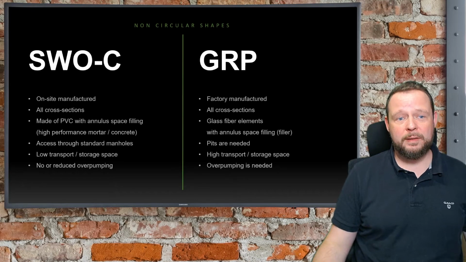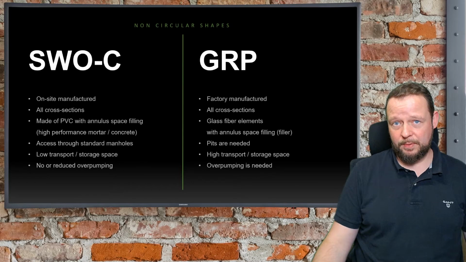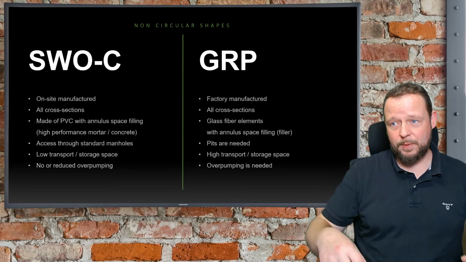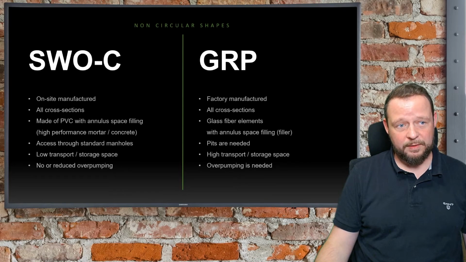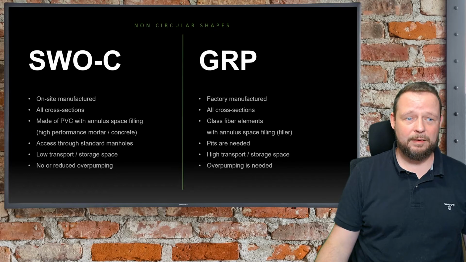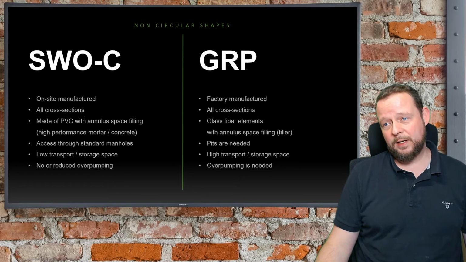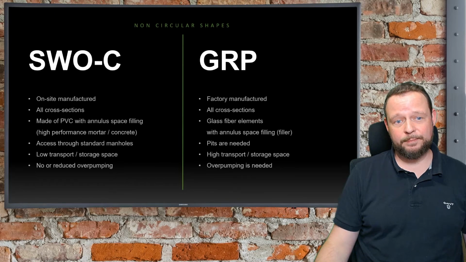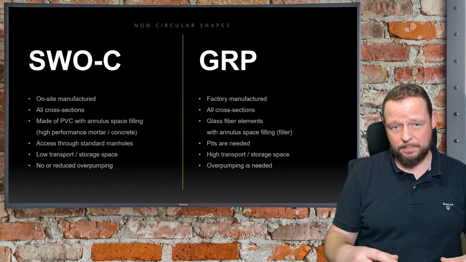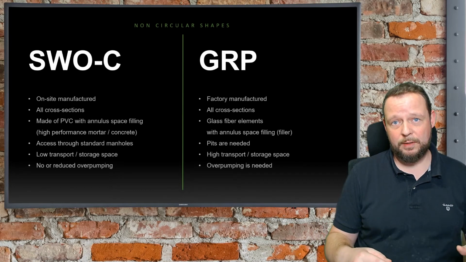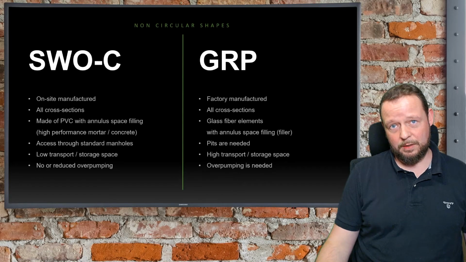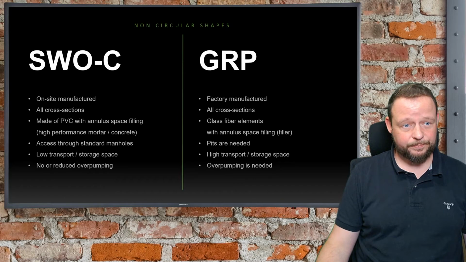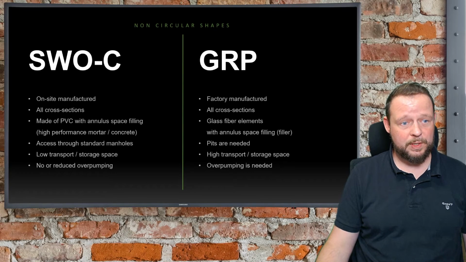And for the GRP lining, of course, pits are needed. The bigger the pipe to rehab, the bigger the pit needs to be to lower down the pipe segments and to bring it in, to push it in. And one big benefit, of course, is for the spiral wound lining, the low transport and storage space compared to the GRP pipe lining, where all these pipe segments need to be transported to the job site and stored next to the job site. So it means there's a huge transport and storage space needed compared to the spiral wound lining of group C.